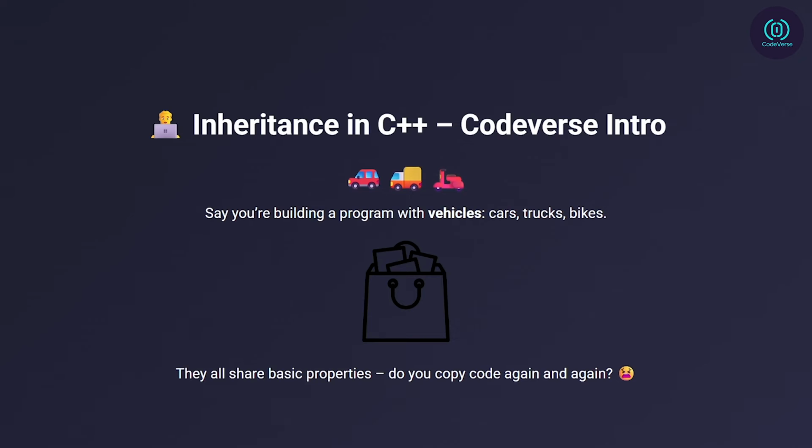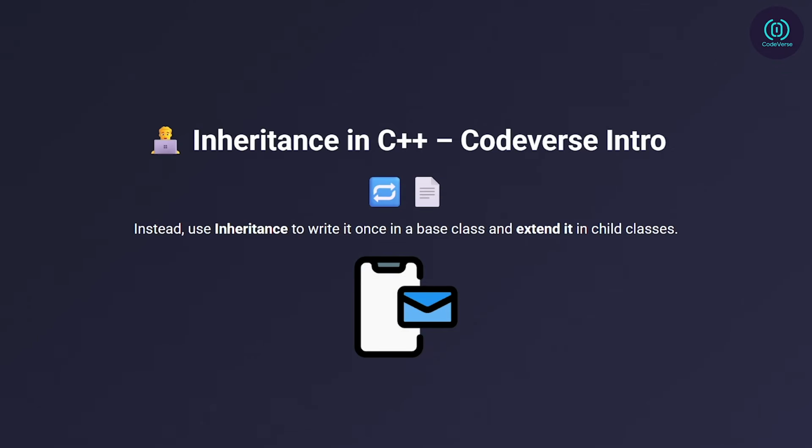Imagine you're building a program with multiple types of vehicles, animals, employees, and they all share common features. Would you rewrite the same code for each one? Of course not. That's where inheritance comes in, allowing you to define common logic once, then build specialized versions on top of it.